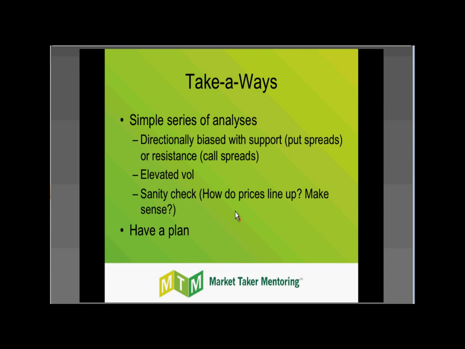biased stock, slightly directionally biased, not looking for a breakout, not looking for a big momentum trade, just something that bounced off support for put spreads or bounced off resistance for call spreads that has elevated volatility slightly, no earnings coming out between now and expiration, and we'll just do a little sanity check here. How do the prices line up on the option chain? Are we selling it for enough?